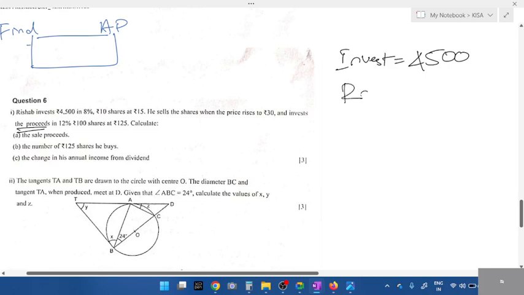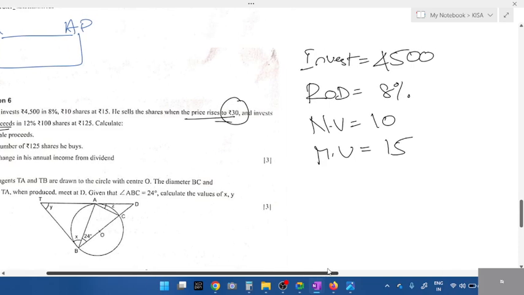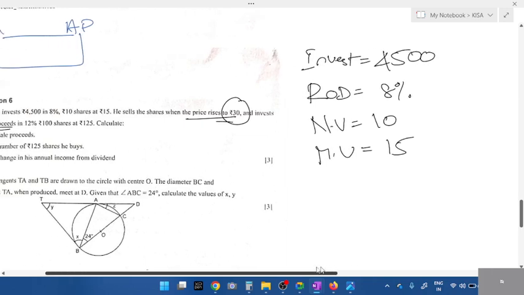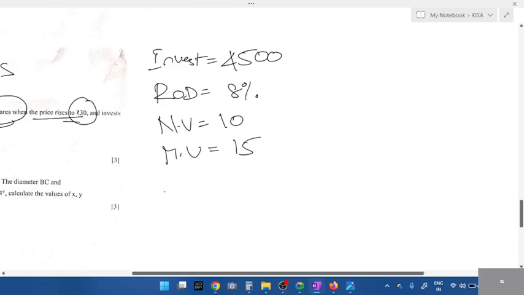If percentage is given, rate of dividend. Whenever percentage is given, rate of dividend. 10 shares. What is 10 shares? 10. And market value is 15. He sells the share when the price rises to how much? But is the number of shares given here? Sorry, is the number of shares given? So, if he has to sell the share, students, first we need to find the number of shares. Only then can you move on to the next part. That is how it makes sense. He sells his shares.